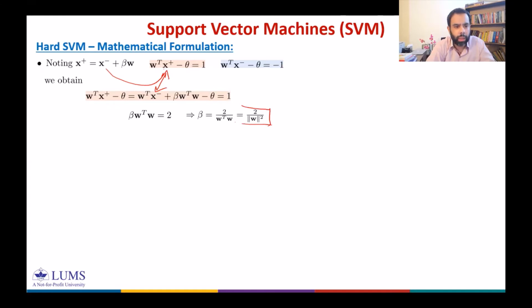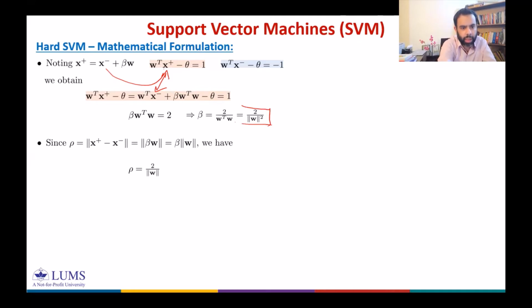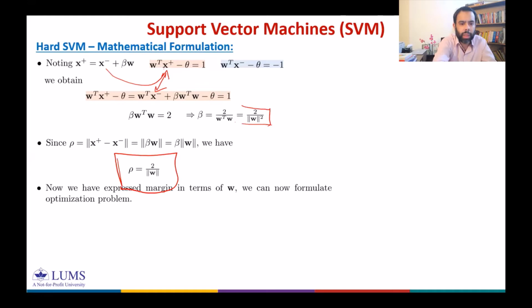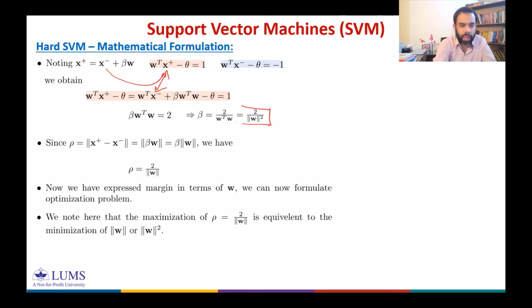And we already showed that margin is equal to beta times Euclidean norm of W. And when we compare these two, we can determine margin as 2 over Euclidean norm of W. So we have expressed margin in terms of W, and now we can formulate the optimization problem. We want to maximize this classification margin. This is equivalent to minimization of norm of W or square of norm of W. It's one and the same thing, right?